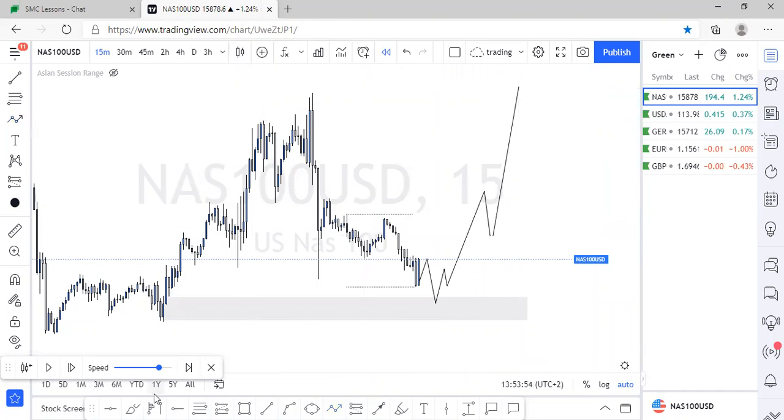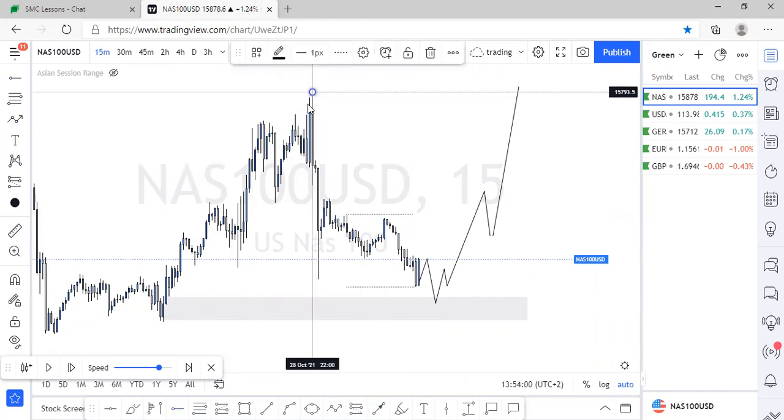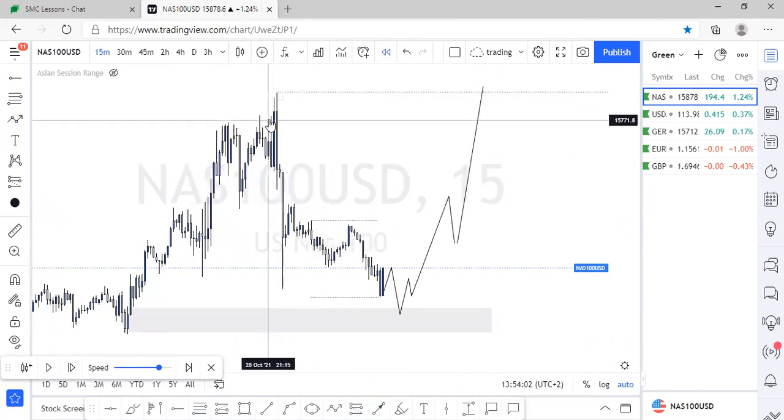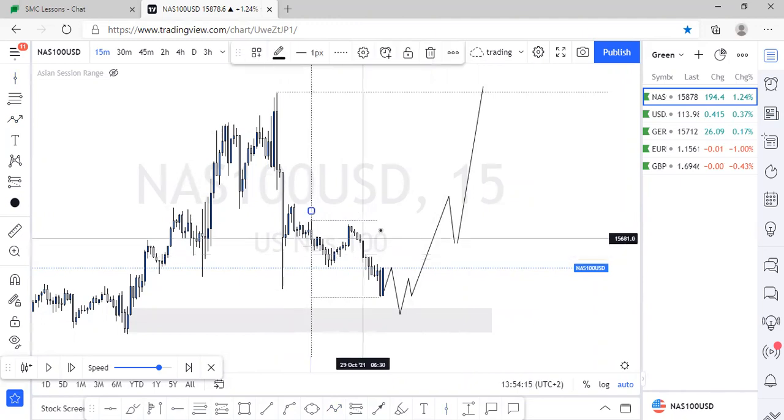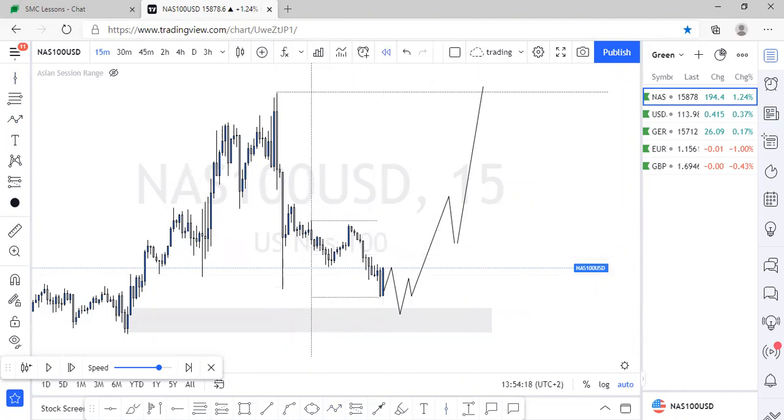So now what are we targeting? We are targeting the previous daily high. This high was created on the 28th of October, and now we are on the 29th of October. So we're expecting the market to take out that high. This is where the Asian range is ending.